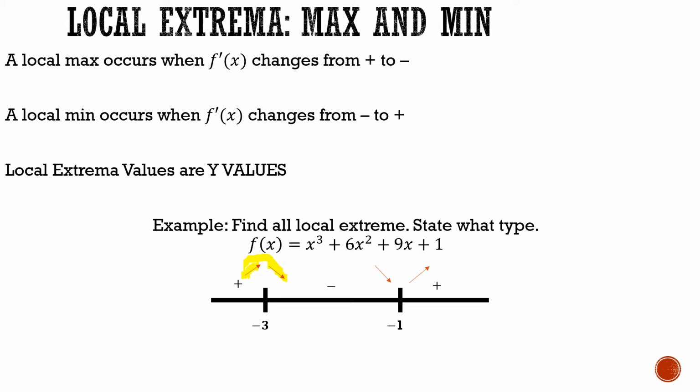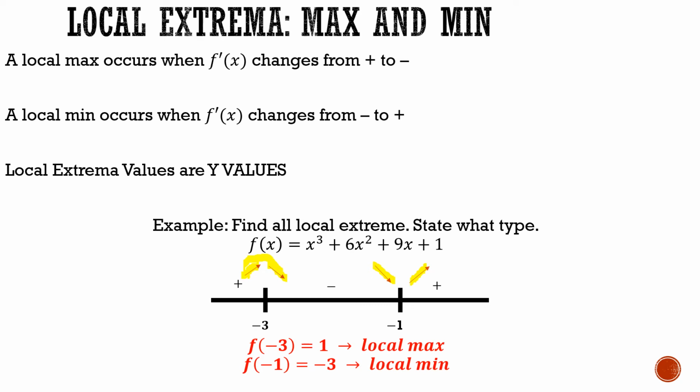And I can use the same logic to figure out what negative 1 is. I'm decreasing to the left and increasing to the right. So again, when I look at that, that looks like a valley, and therefore that is a min. So f of negative 3 equals 1 is a local max, and f of negative 1 equals negative 3 is a min. Notice I got these 1s and these negative 3s by plugging back into the original function.